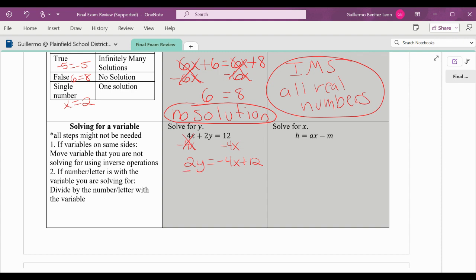Now I got to get rid of the 2. So I'm going to divide. We're going to divide each piece by 2. Y is now by itself. Negative 4 divided by 2, that's negative 2. Don't forget your x. 12 divided by 2 is 6. And we now have y by itself.